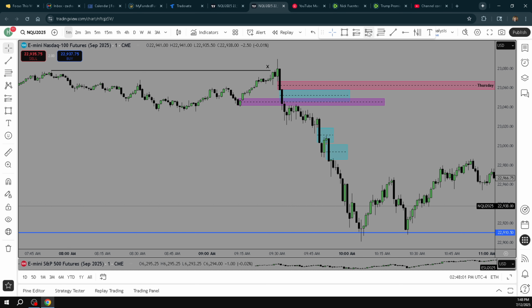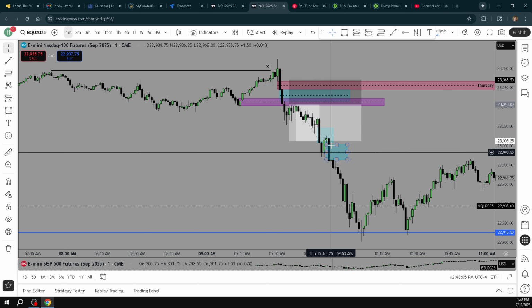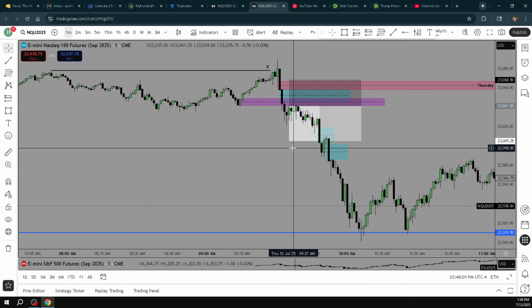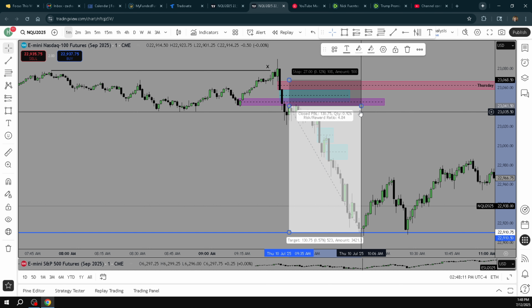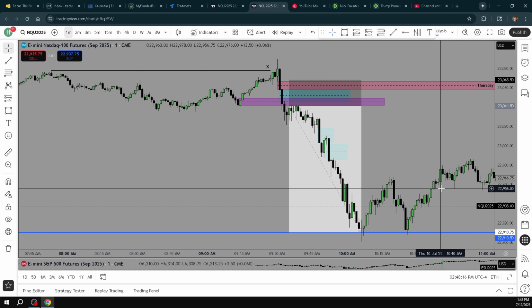Our stop above the first presented fair value gap, that's 25.50. Let's move our entry so we get triggered in there. Okay, our drawn liquidity is there. That's a 4.8R trade. That's beautiful, right?